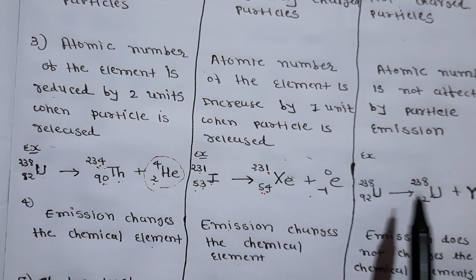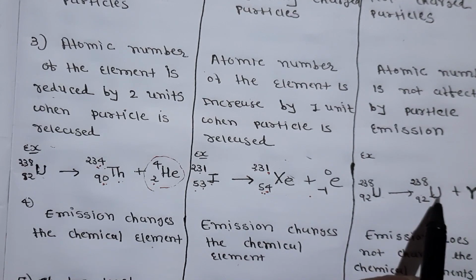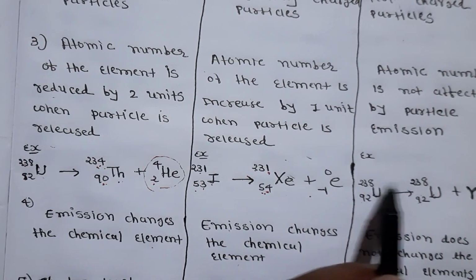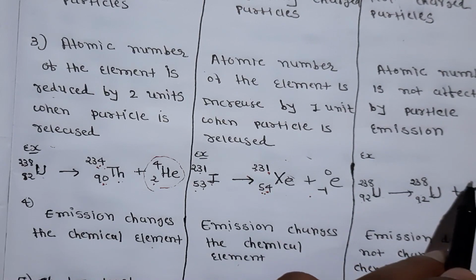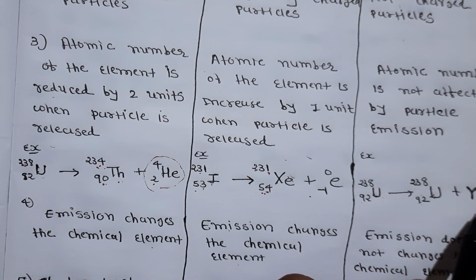But in gamma radiation there is no change in the atomic number and atomic mass, because gamma particle has no charge.